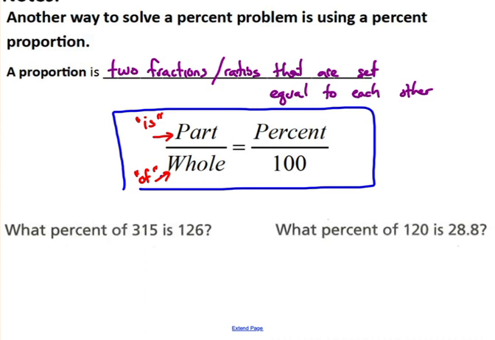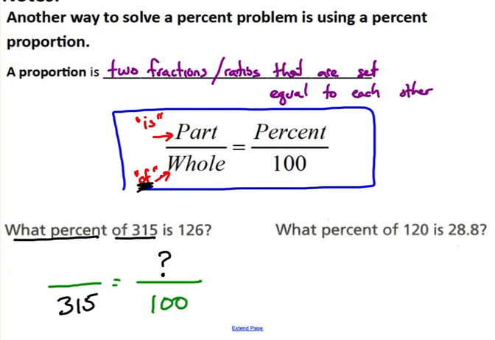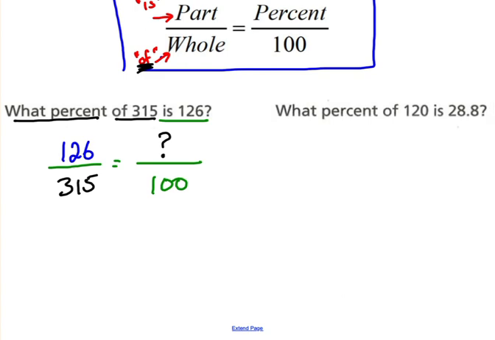So let's try this first one. What percent of 315 is 126? Well, I always know my 100 goes down here. The key is figuring out what else do I know? Well, it says what percent, meaning I don't know the percent. So that's my question mark. Of 315. That tells me that 315 is the whole amount, because of that word of, is 126. So 126 is my part. Okay. So we plug them all in.